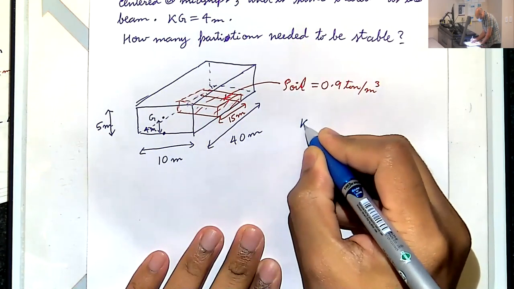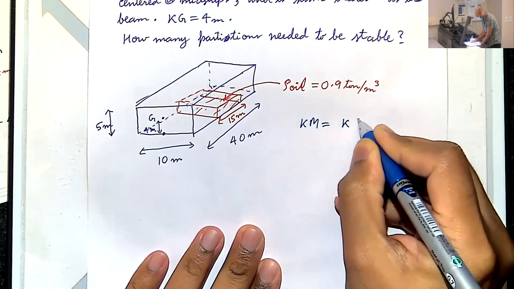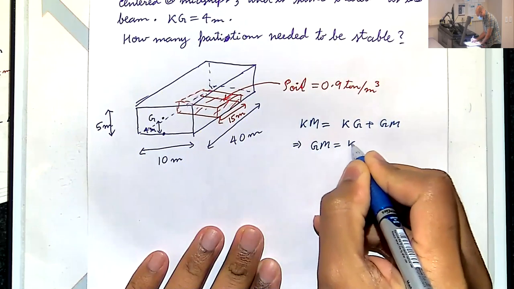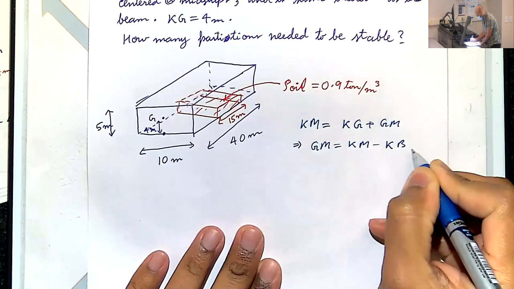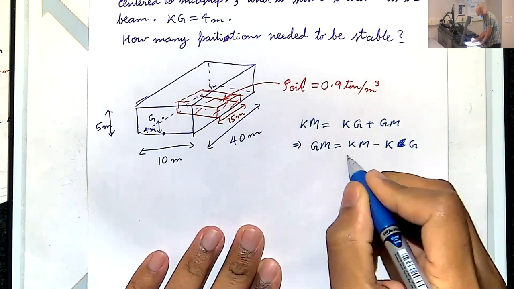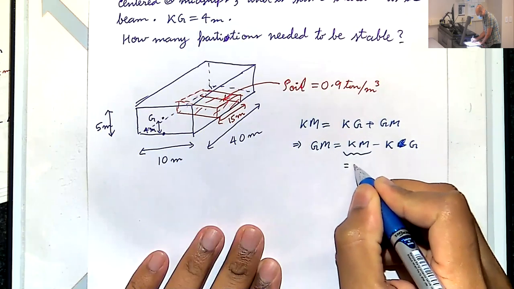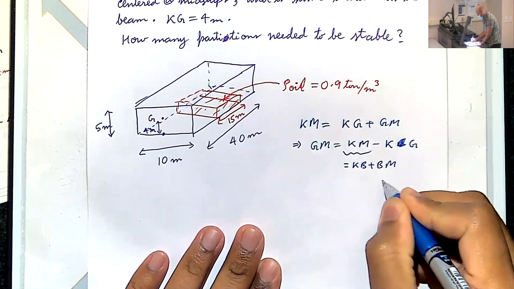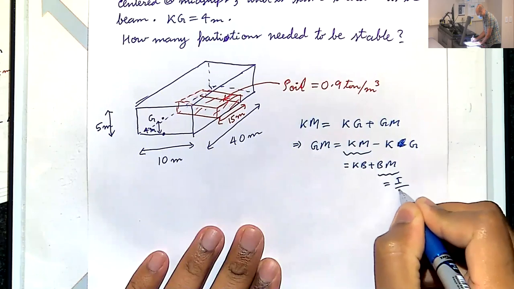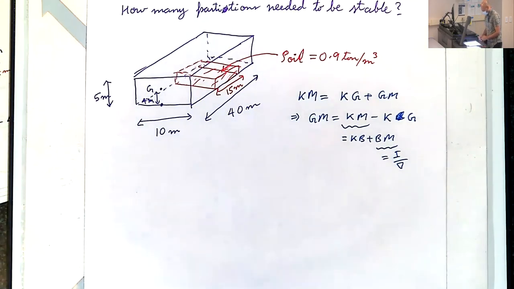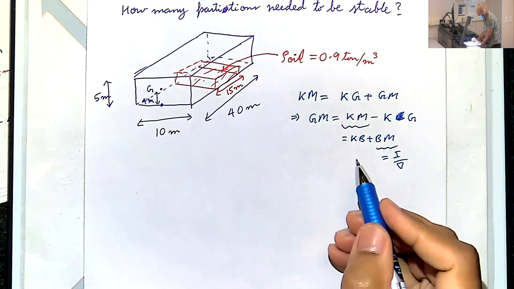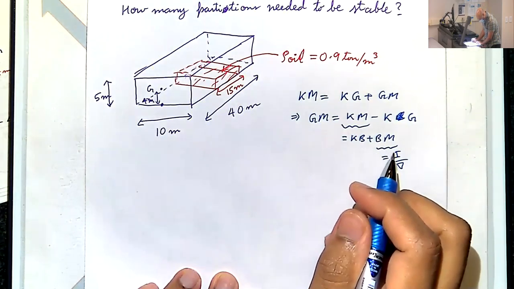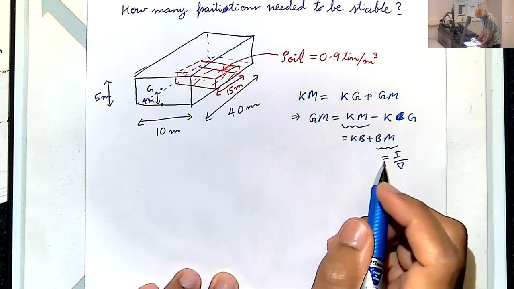So we know KM is equal to KG plus GM. And we know this guy is equal to KB plus BM. And we know this guy is equal to I over Nabla. Okay, all of this we have seen before. So let's see, we know KB. Are we given KB? No, but you know KB. How much is KB?